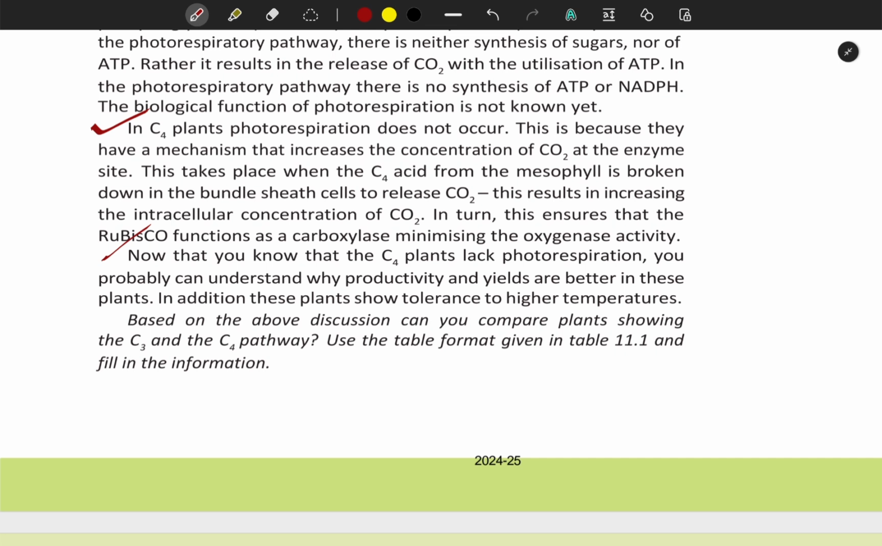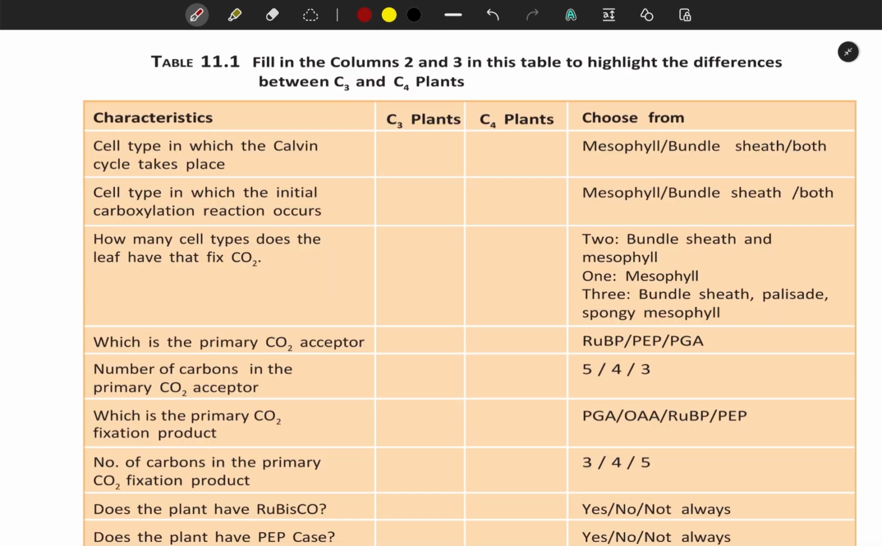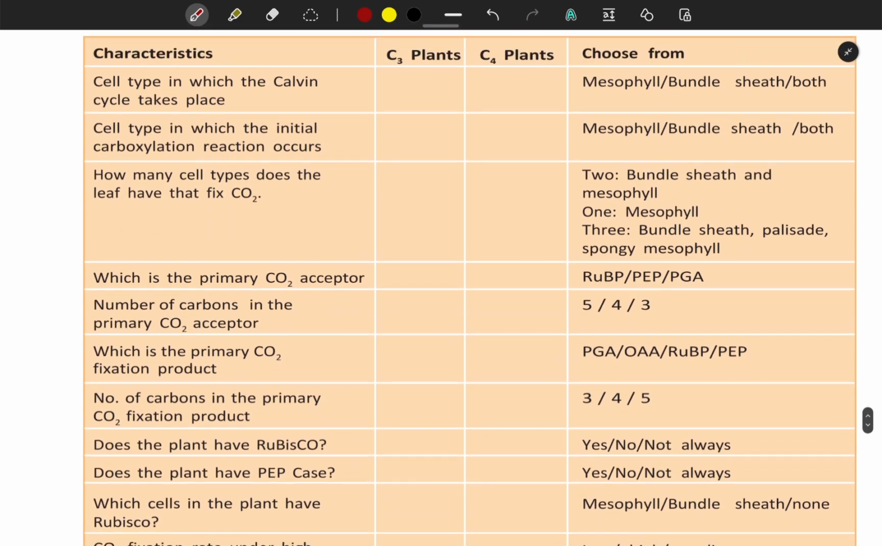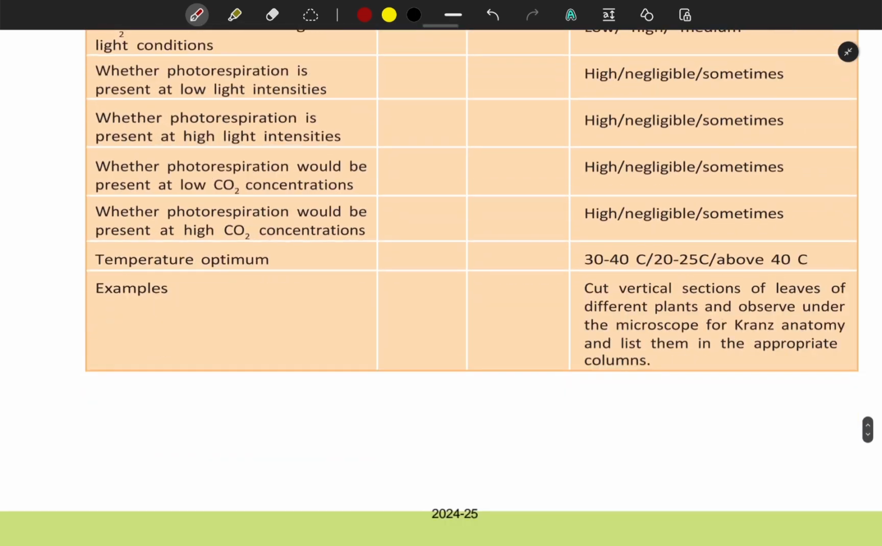Now that you know that the C4 plants lack photorespiration, you probably can understand why productivity and yields are better in these plants. In addition, these plants show tolerance to higher temperatures. Based on the above discussion, can you compare plants showing the C3 and the C4 pathway? Use the table format given in Table 11.1 and fill in the information. Have a look at Table 11.1 to highlight the differences between C3 and C4 plants.